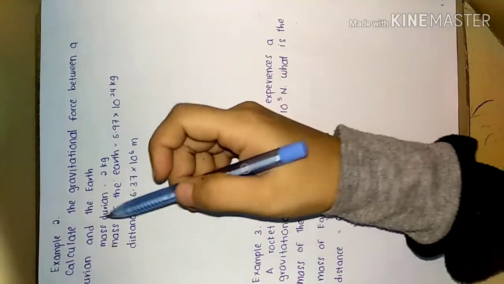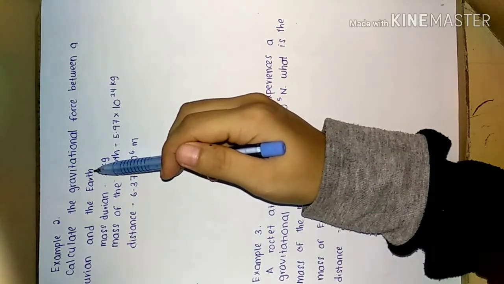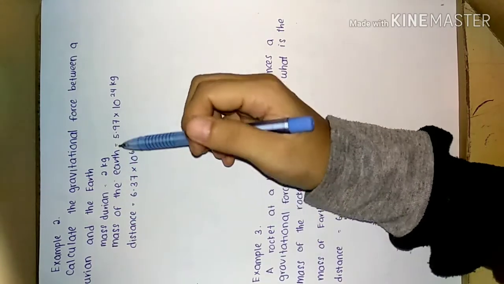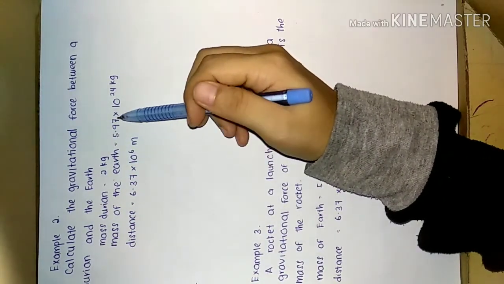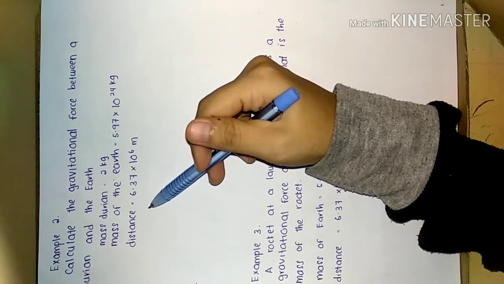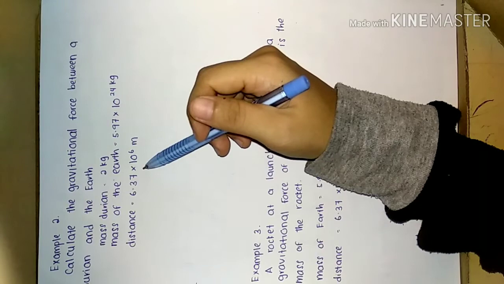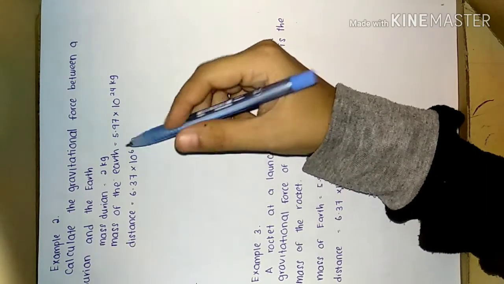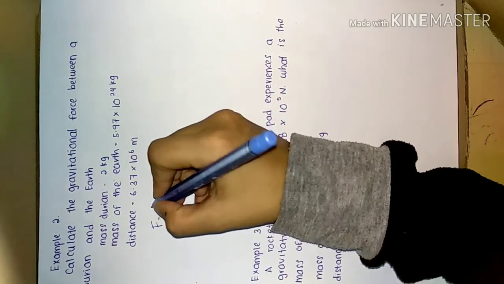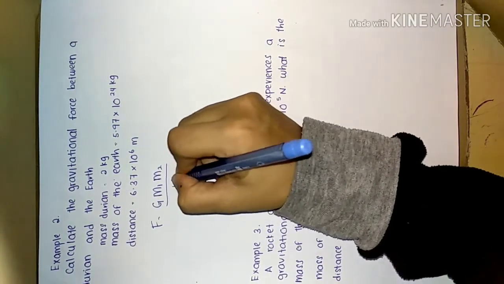Okay, let's do example 2. Calculate the gravitational force between a durian and the earth. The question gives mass of durian which is 2 kg, mass of the earth which is 5.97 multiplied by 10 to the power of 24 kg, and we have distance to the earth which is 6.37 multiplied by 10 to the power of 6. So, first we have to write the formula, which is F equal to G m1 m2 over r squared.